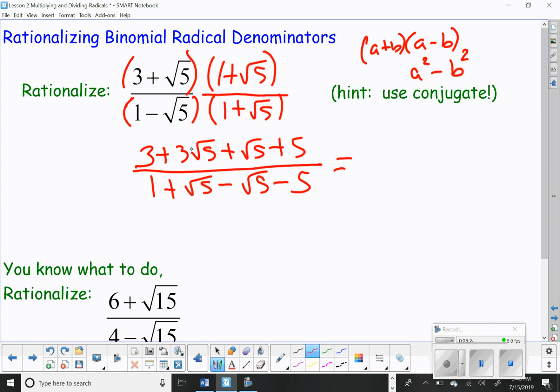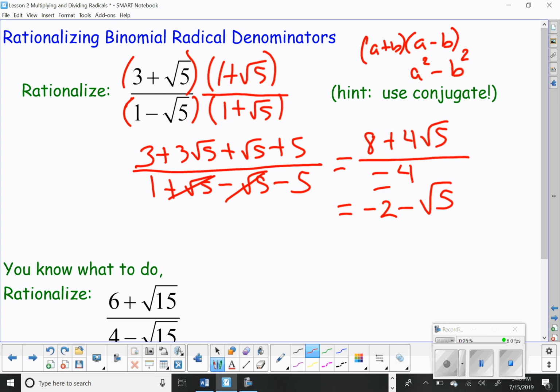Now I've got 3 plus 5 is 8. 3 root 5s and one more is plus 4 root 5s. And the denominator, the plus root 5 and the minus root 5 combine to make a 0 pair. 1 minus 5 is negative 4. And then I can reduce this. 8 divided by negative 4 is negative 2. 4 divided by negative 4 is 1. And I have my simplest radical form. It's a little longer, but it's not crazy.